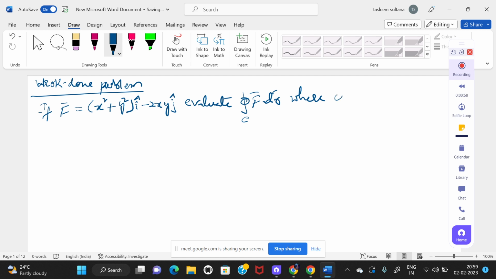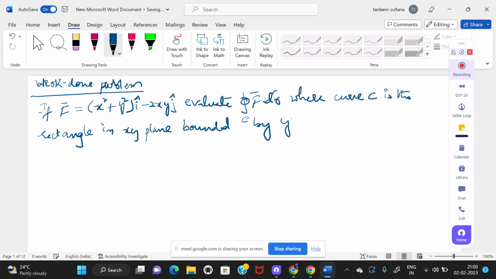where curve C is the rectangle in the xy plane bounded by y is equal to 0 and y is equal to b, x is equal to 0, x is equal to a.